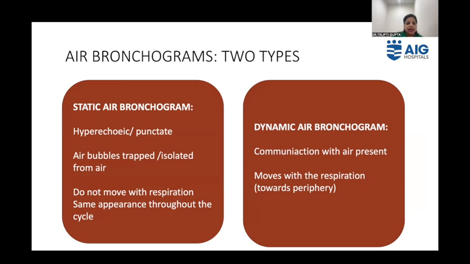In static air bronchograms, they are hyperechoic, there are air bubbles trapped, and they are isolated from our airway. They do not move with respiration, and the same appearance throughout the cycle is seen in static air bronchograms. Whereas in dynamic air bronchogram, there is a communication between the hyperechoic areas we are seeing and the airway, and they move with the respiration towards the periphery.